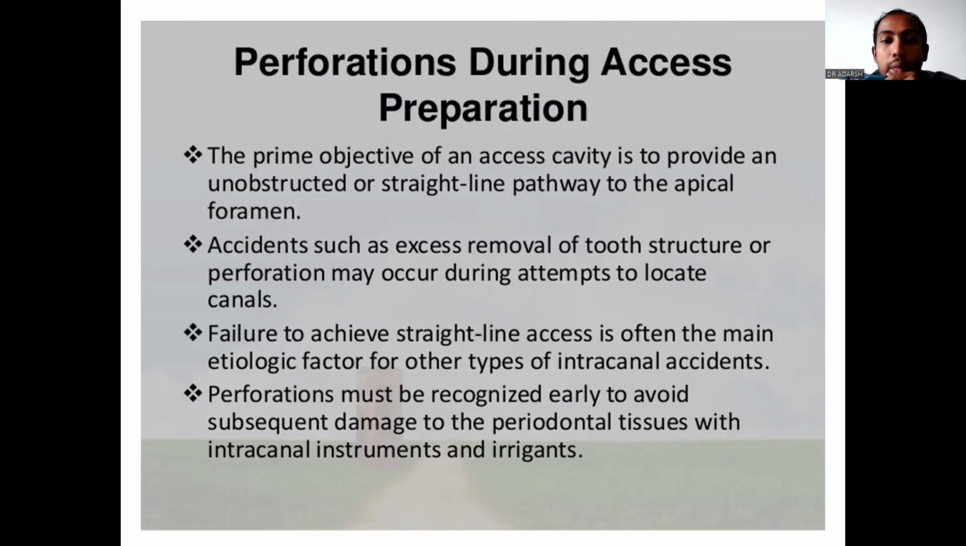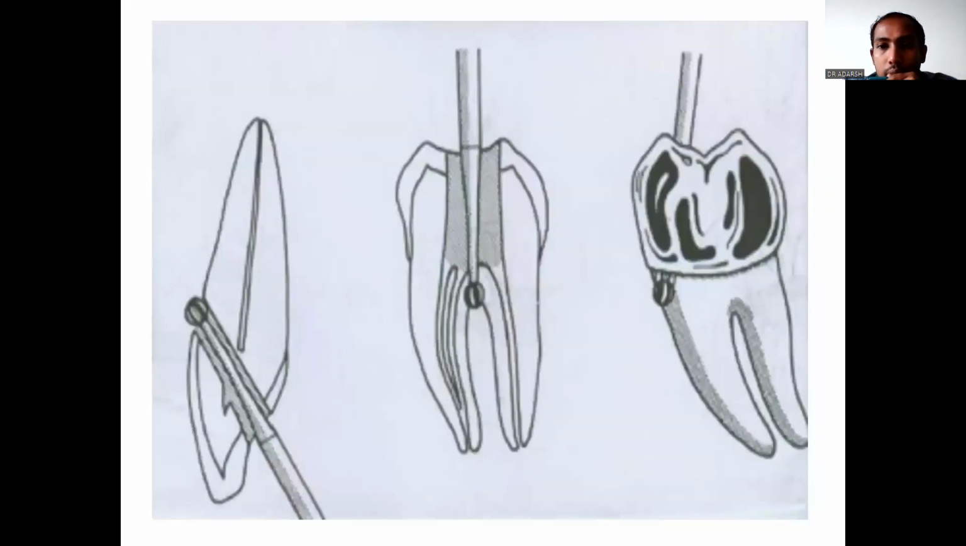the canal. The failure to achieve straight line access is often the main etiological factor for other types of intracanal accidents. Perforation must be recognized early to avoid subsequent damage to the periodontal tissues from intracanal instruments as well as irrigants. Perforation, another important common error, can be minimized to a certain level with proper instrument orientation as well as proper use of a good radiograph. As you can see in the radiograph, the perforation has occurred.